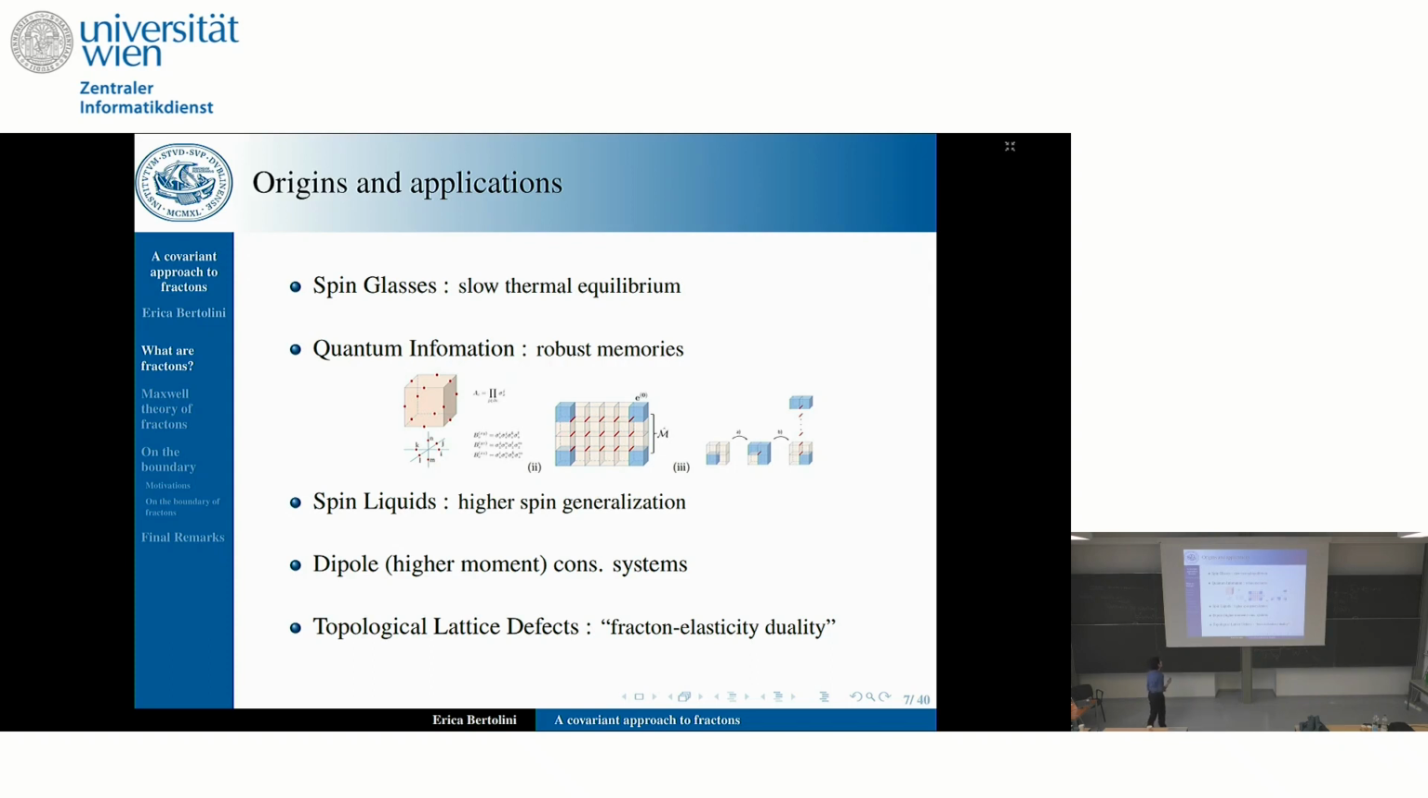They are also found in the context of spin liquids when we're talking about higher spin generalizations of those models, and all systems which have higher moment conservation, and in particular dipole conservation. And also there is an interesting duality in the context of topological lattice defects, which is usually called the fracton-elasticity duality.